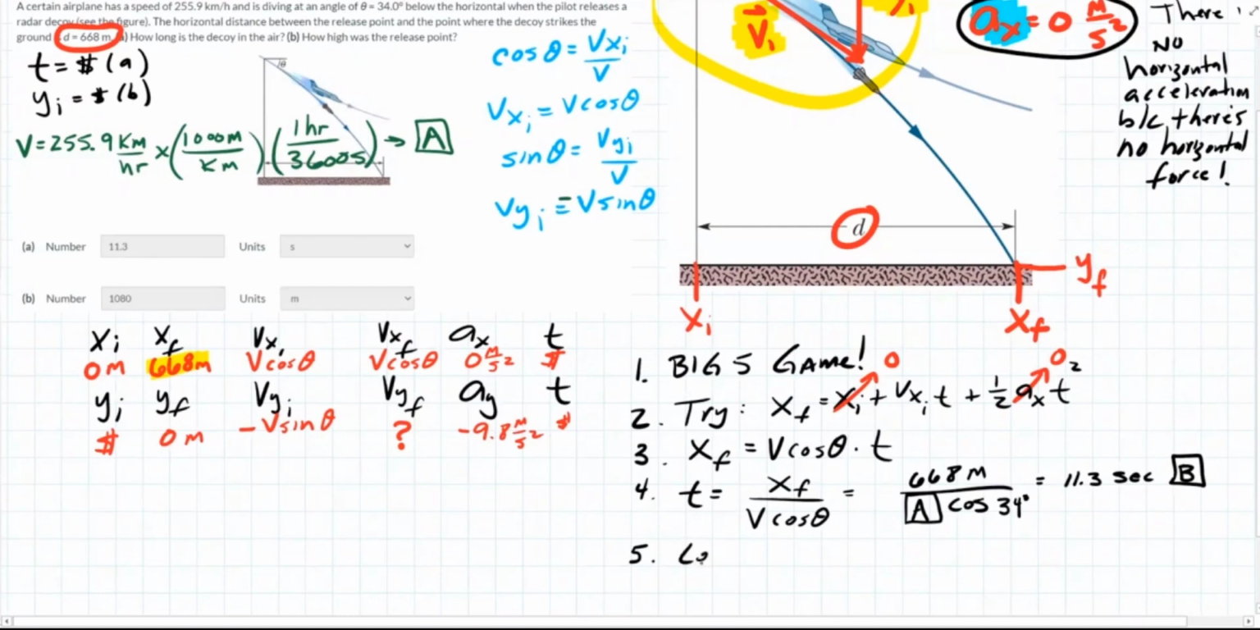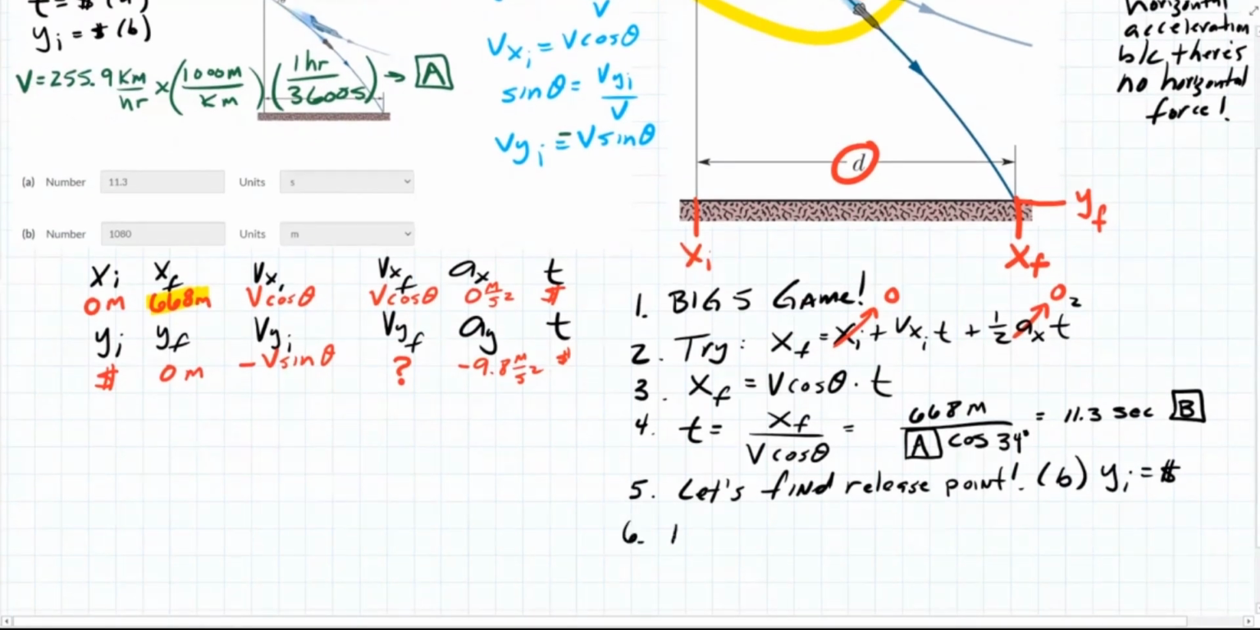Let's find the release point. Where did the jet release this decoy? That's part B, which means Y initial is the unknown, as mentioned. So I'm going to play the Big Five game again, with Y data. And I have a very full Y data table. In fact, now I do know time. This is sitting here in memory location B. So look at my Y data, there's a lot of it there.